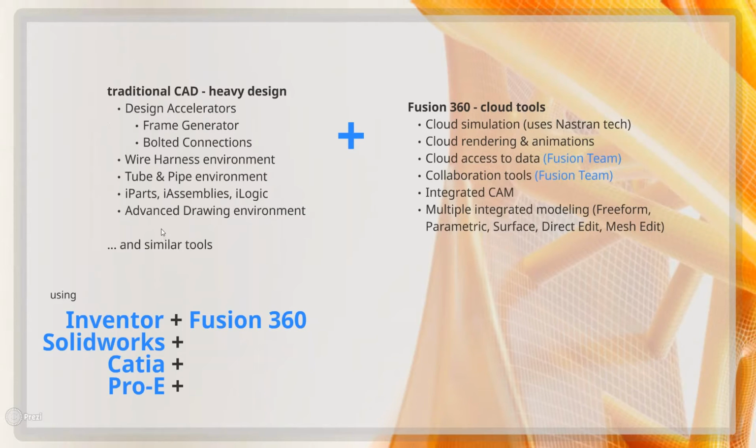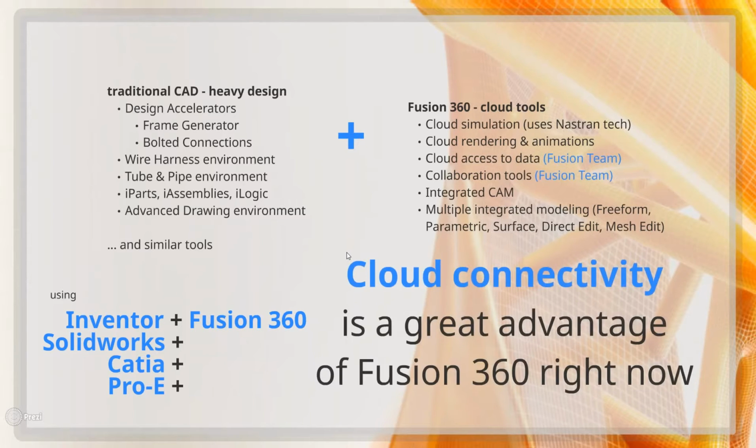No matter what software you're using, you can load your models into Fusion 360 to get access to all of these tools: cloud simulation using the Nastran solvers, and cloud rendering and animations. With Fusion Team, which is kind of like a website, a team hub for your team, you can have cloud access to data and even collaboration with outside people. There's also integrated CAM, freeform, parametric modeling, surface modeling, direct editing, and mesh editing, all inside of one environment in Fusion. Those are some great advantages to Fusion 360.